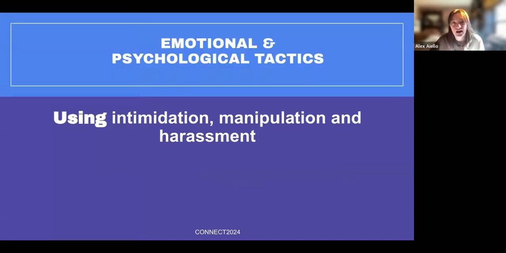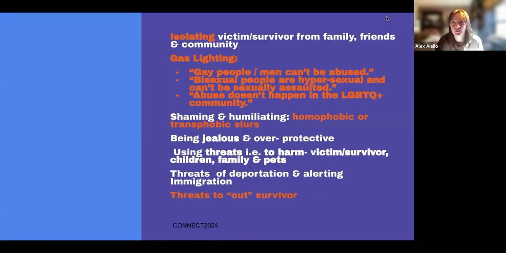The next kind of tactic we have is emotional and psychological tactics. This could be using intimidation, manipulation, or harassment. First, we have isolation. It's often a very big part of intimate partner violence relationships, just isolating their partner from friends, family, and the community. In these situations, it could be outing the person, which means telling someone their sexuality when they weren't comfortable with that. And that could lead to them being isolated from that community if they're not accepting of queer and trans identities. Another important term is gaslighting.